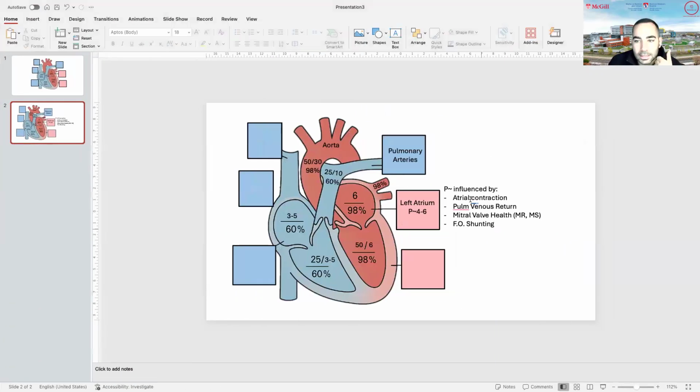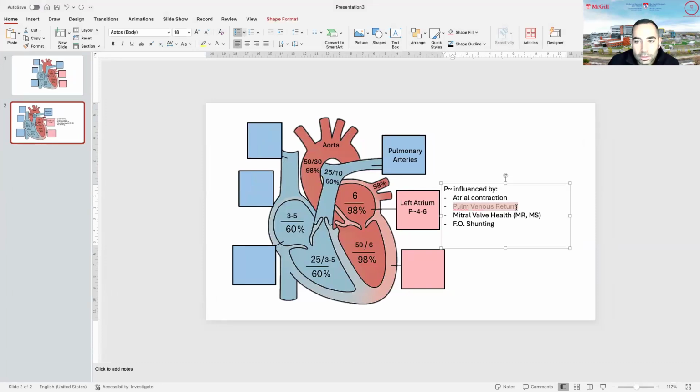So we spoke about the fact that it's dependent on preload, it's dependent on the atrial contraction, it's dependent also on ventricular interactions with the atrium. So we spoke about the fact that when the mitral valve closes and the ventricle contracts, it creates these undulations on the actual atrial pressure curve. And it is influenced by foramen shunting.